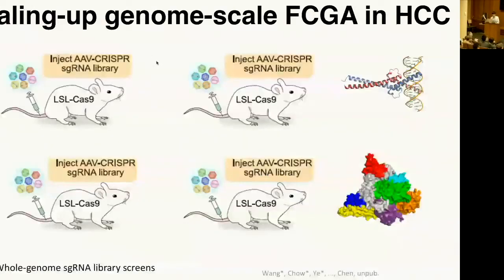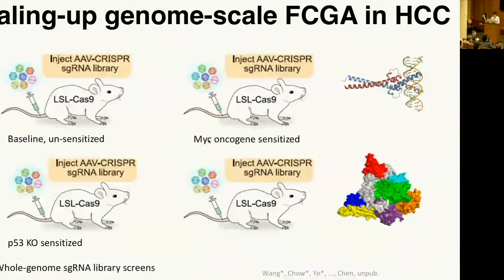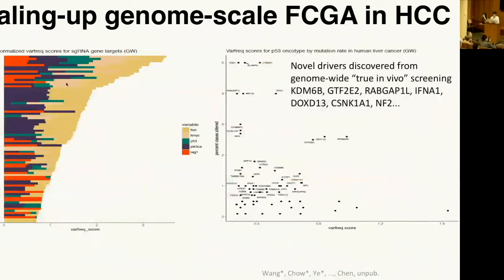So we're scaling this up to the entire genome, but now using different genetic backgrounds. For example, those previous experiments we did were baseline, meaning unsensitized. What we're doing now is using the MYC oncogene to sensitize the tumorigenesis, looking for secondary mutations that make the tumors grow on top of MYC. We also have a p53 knockout sensitized, and a PI3K activation sensitized. Basically, we repeat the experiment with a genome-scale library, because we have a sensitizing mutation. In that way, we can pick up a lot of more subtle things. We don't need the driver that's actually needed to drive the tumor, but we can look for modifiers, such as in this experiment we did for liver cancer.